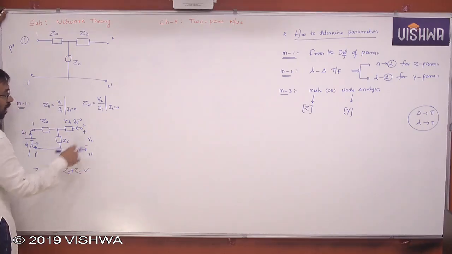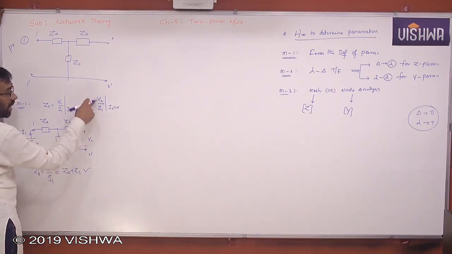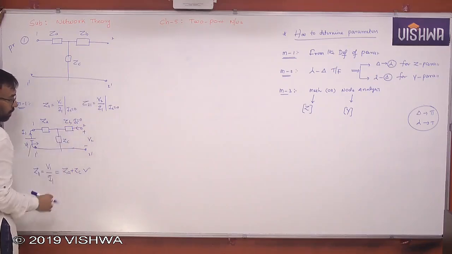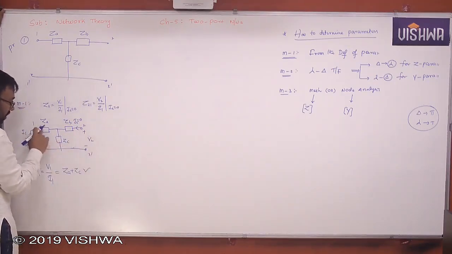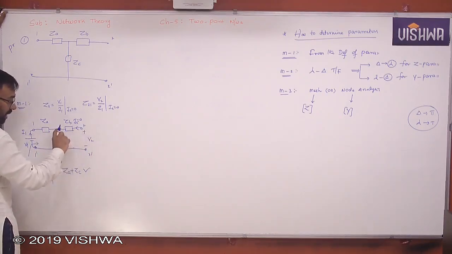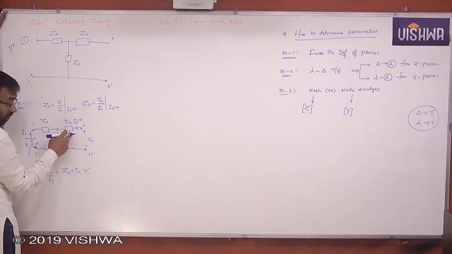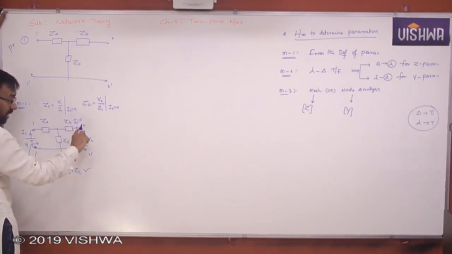Now another one is Z21. How do you define Z21? V2 by I1. That means V2 is equal to something into I1. What is V2? Here is the voltage, and I1 is here. Can you relate these to V2 and I1? Yes, we can, because V2 is the voltage across ZC. Because there is no current flowing here, there is no drop here. The voltage here and the voltage here are both the same.